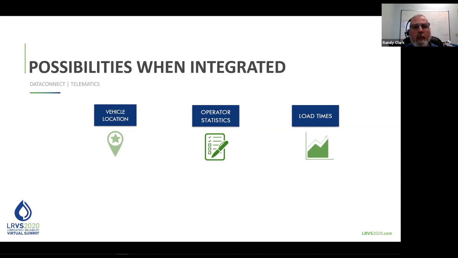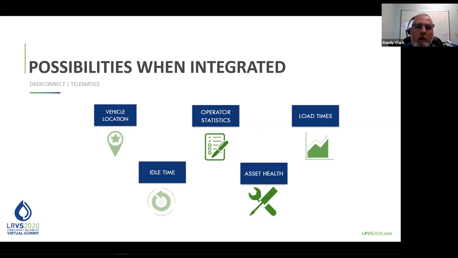Just amazing. If you're in mining or aggregates, perhaps you're wanting to track load times and idle time and asset health. And it's this asset health module, if you will, that I really want to concentrate on today. And I'm going to walk you through some examples.